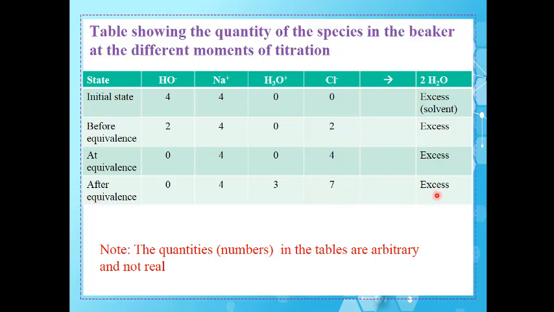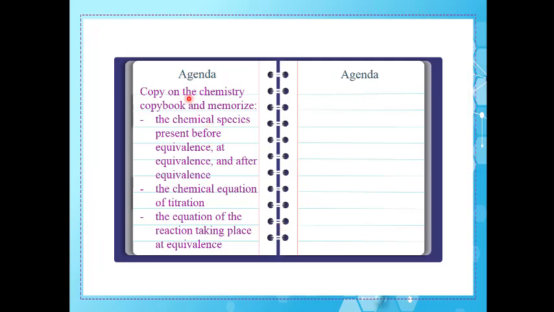So in this PowerPoint, we tried to show you what is happening in titration at the molecular level. Now, this is your agenda. You have to pay attention to memorize the chemical species present before equivalence, at equivalence, and after equivalence. You have to write the chemical equation of titration that you know well, and you have to write the equation of the reaction taking place at equivalence.